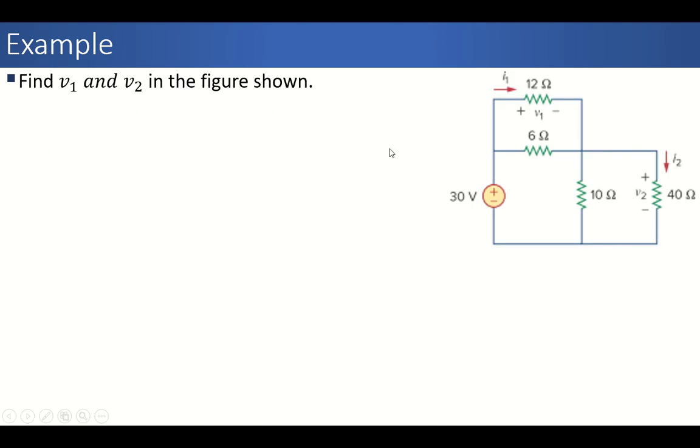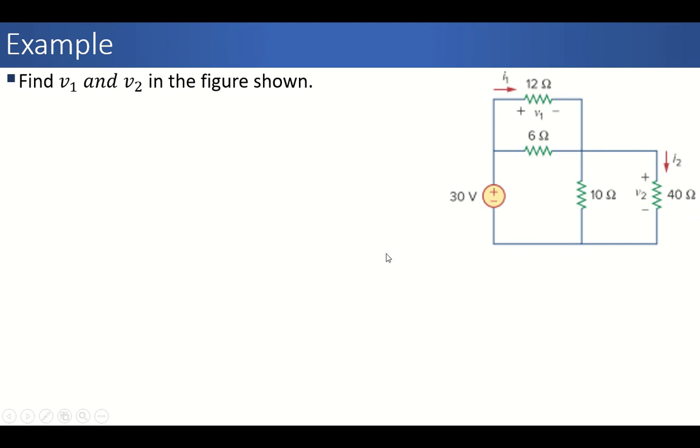Find V1 and V2 in this diagram shown. This is a circuit where we want to find the voltage V1 and also the current I1 in the 12 ohm resistance; the voltage across the 12 ohm resistance is V1. Similarly, we want to find V2, the voltage across the 40 ohm resistance, and imagine the current in that resistance is I2. The total applied voltage is 30 volts. You can see that there are a total of 5 elements or branches: 30 volt, 12 ohm, 6 ohm, 10 ohm, and 40 ohm.